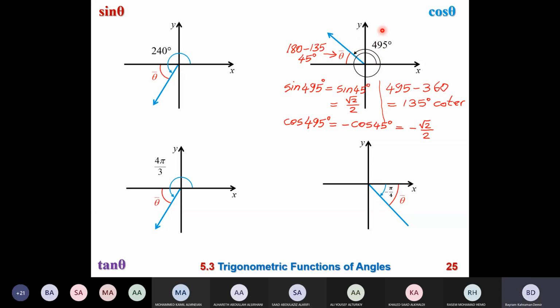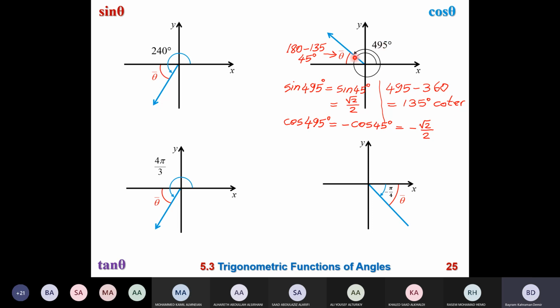You see? So 495. Well, this is a greater than one rotation. 495 is greater than one rotation. So I need to look at the coterminal first. 495 minus 360 equals 135. This is coterminal.